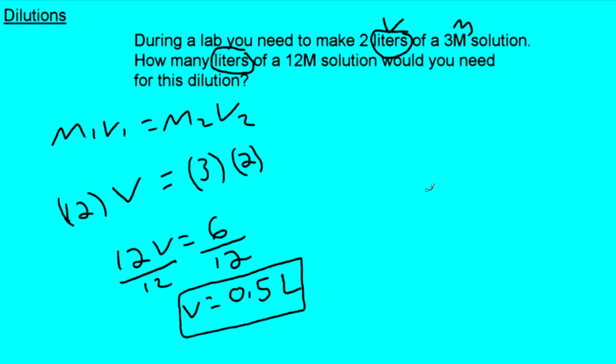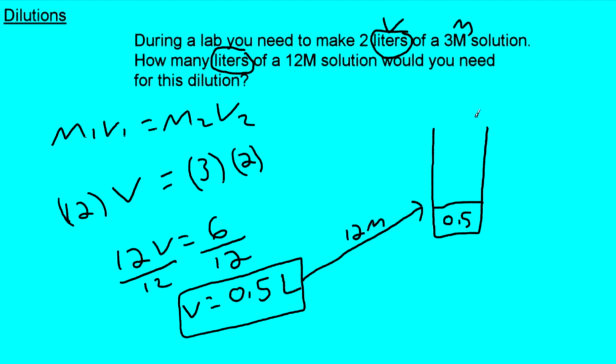So there you go. So here's our beaker, kind of a rectangular looking beaker. So what you would do is you would take half a liter of this. So you would take 0.5 liters of your 12M solution. It says you need to make 2 liters total, so this total volume is going to be 2 liters.